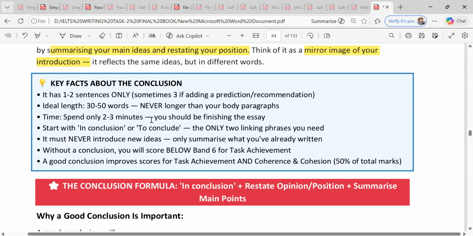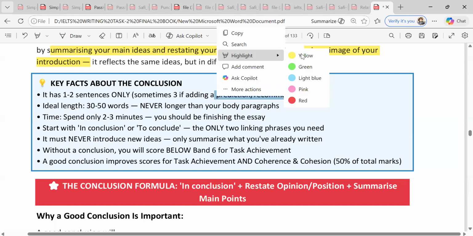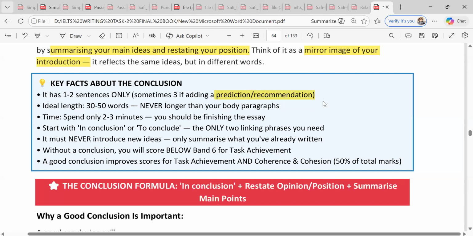So, key facts about the conclusion. Point number one, the conclusion paragraph is the shortest paragraph. It is the shortest of all: the introduction, main body paragraph 1, main body paragraph 2, and then we hit the conclusion paragraph. So it is 1 to 2 sentences only, sometimes 3 if you add a prediction or recommendation. But prediction and recommendation, these sentences we will study later on, are totally optional. If you want to add, you can. If you don't want to, no problem at all.